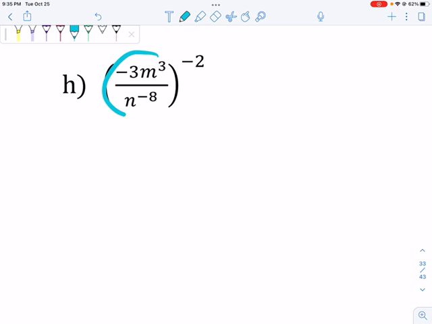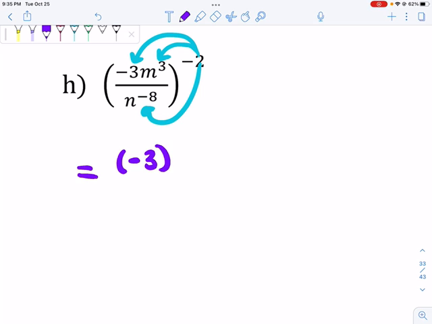Since my whole entire base is within the brackets, I know the negative 2 applies to every single value within that fractional base. And just like before, since that negative was inside my brackets, the negative must be included in the repeated multiplication. So when I distribute that exponent of negative 2, my negative must be included in that base of my 3. So I have negative 3 all in brackets to the power of negative 2. I have m to the power of 3 times negative 2, which is negative 6, all over n to the power of negative 8 times negative 2, which is positive 16.